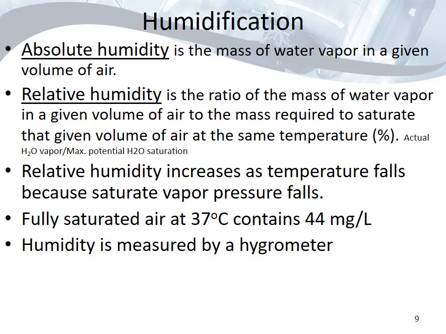Absolute humidity is the mass, and that's the key thing to think about, the mass of water vapor in a given volume of air. So absolute humidity will be measured in milligrams per liter, or milliliter, or whatever. Relative humidity is a ratio, like a percent, of the mass of water vapor in a given volume of air to the mass required to saturate that given volume of air at the same temperature.